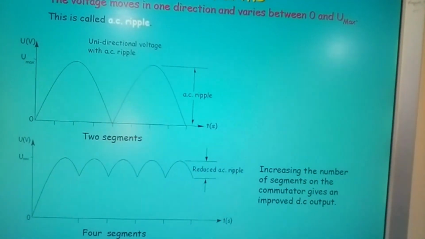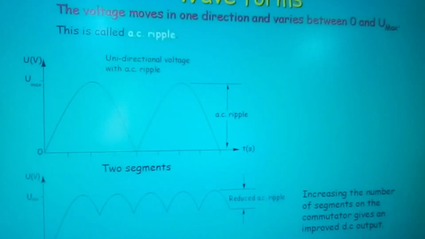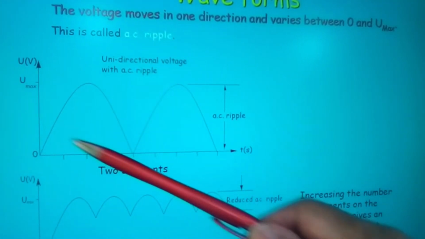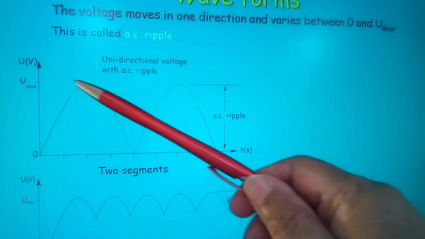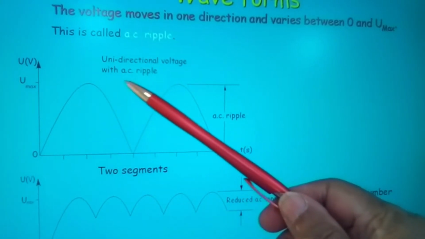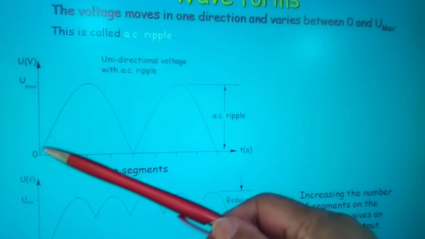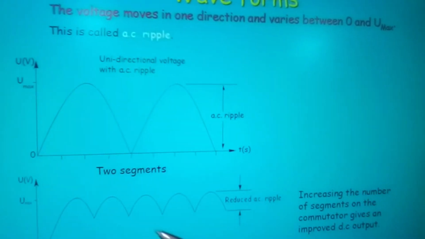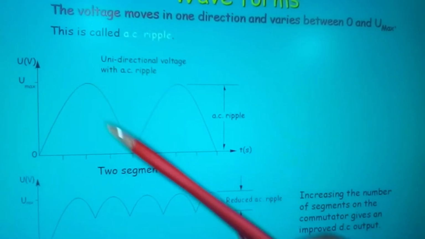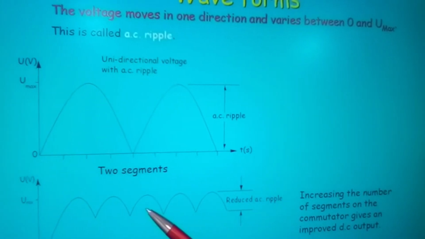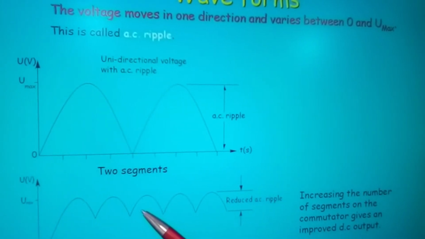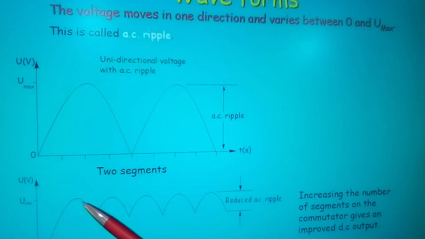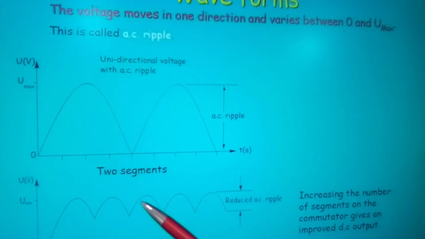And here are your waveforms. This is your natural DC waveform, and this is what you will call your ripple AC. But when we put it through a capacitor, the capacitor reduces the amount of ripple. So we're looking for something that becomes a smooth DC.